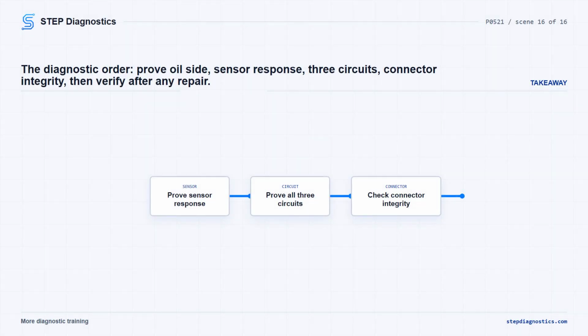The key on P0521 is to prove the oil and mechanical side first, then prove the sensor response, then prove the signal, 5-volt supply and ground circuits before condemning a module. Keep the verification step separate. After any repair, rerun the operating conditions and confirm the code stays gone.